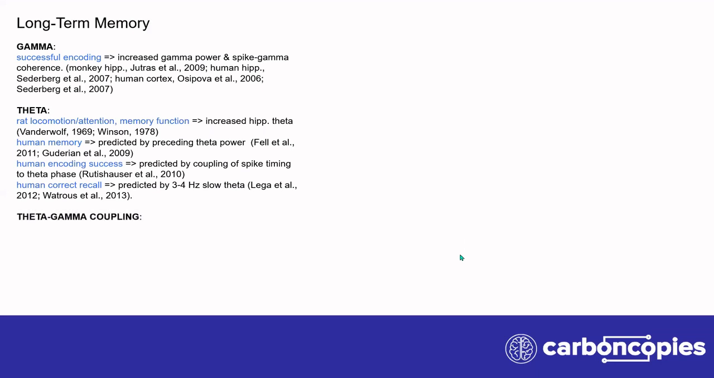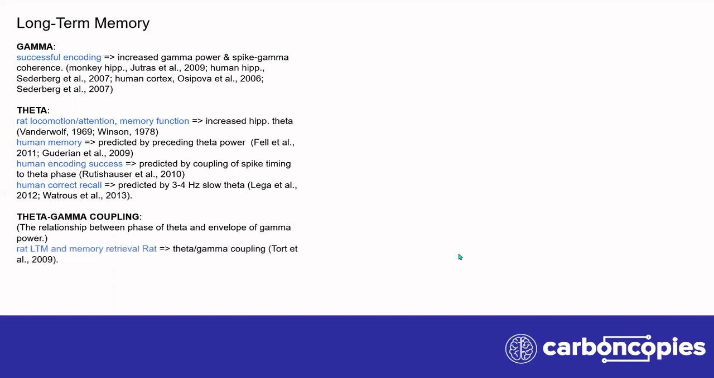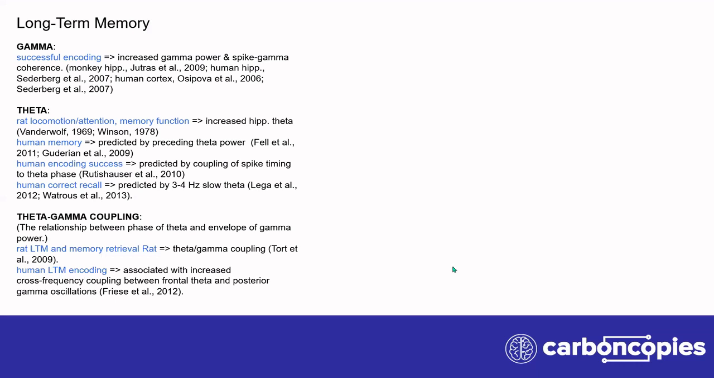Theta gamma coupling has been shown to be functionally important for long-term memory processes. In one study, rats learned to associate contexts with the location of subsequent food reward. As learning progressed, there was an increase in cross-frequency coupling. Moreover, the strength of coupling predicted the probability of correct choice. These and related results suggest that theta gamma coupling in the rat hippocampus enables the recall of stored information. A recent study on humans points to a similar conclusion. Long-term memory encoding was associated with increased cross-frequency coupling between frontal theta and posterior gamma oscillations.